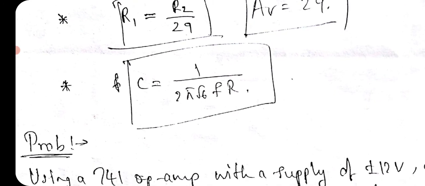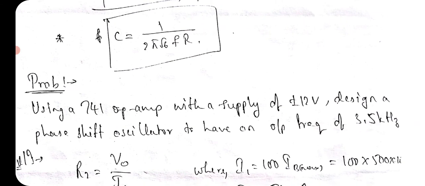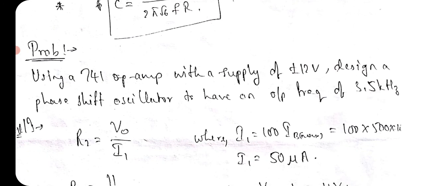Okay. Let us take one problem here. Using a 741 op amp with supply of plus or minus 12 volt, design a phase shift oscillator to have an output frequency of 3.5 kilohertz. Very important problem. So this is your regular 741 op amp with a supply of plus or minus 12 volt. Design the RC phase shift oscillator to have an output frequency of 3.5 kilohertz. Let us see.